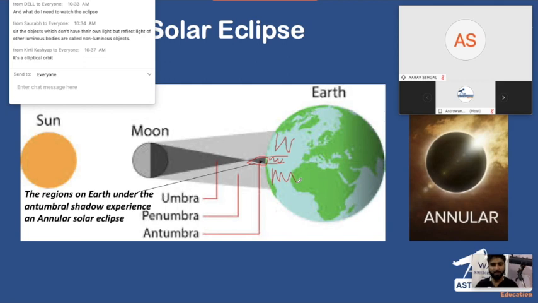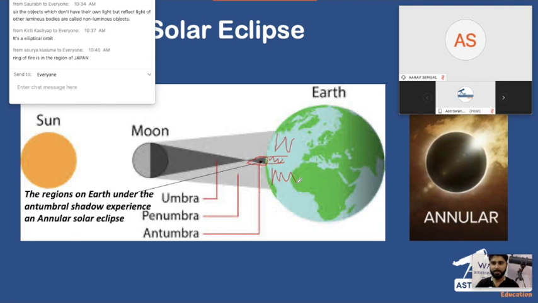Just write on the chat box if you understood the three types of eclipse. What is annular, solar, and partial eclipse?